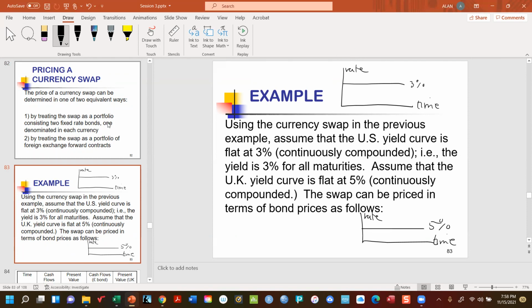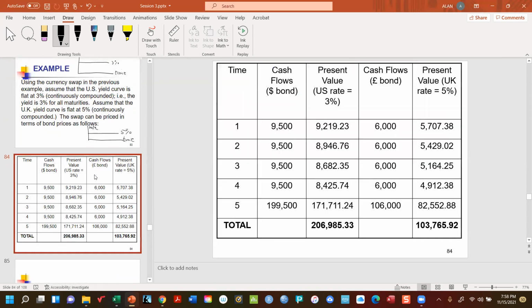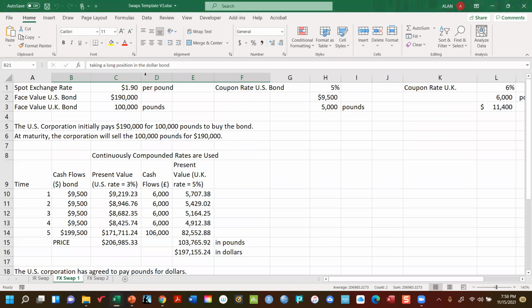Okay, so how in the world do we price this thing? This is where we're going to look at our spreadsheet. Let's switch over to the spreadsheet so we can see the formulas. So we start by assuming that the bond was selling for 190,000 US dollars or 100,000 pounds in the UK because of the exchange rate of $1.90 a pound. In other words, the bond is selling in England for 100,000 pounds with an exchange rate of $1.90. That means we're actually paying $190,000 for it.